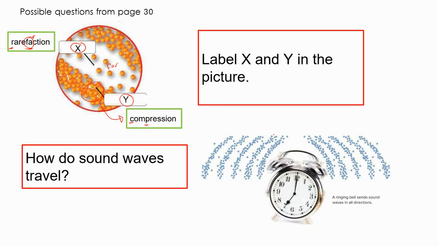You may also get another picture instead of this one. It could be about this image here. And if it is, maybe they might ask you, how do sound waves travel? They travel outward in all directions from the source. What kind of wave is it, maybe? A longitudinal wave. So these are just some examples of questions you may get.